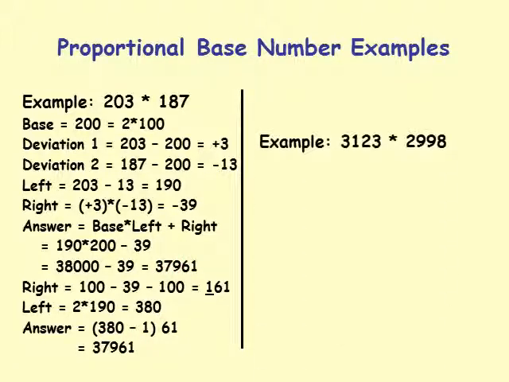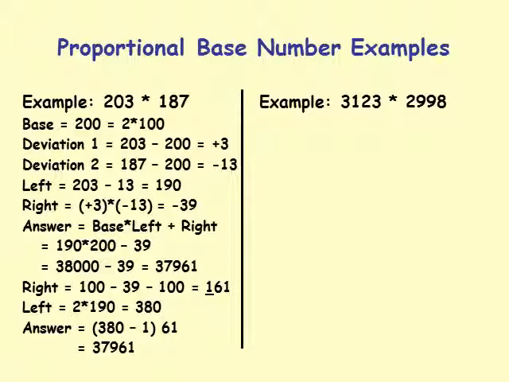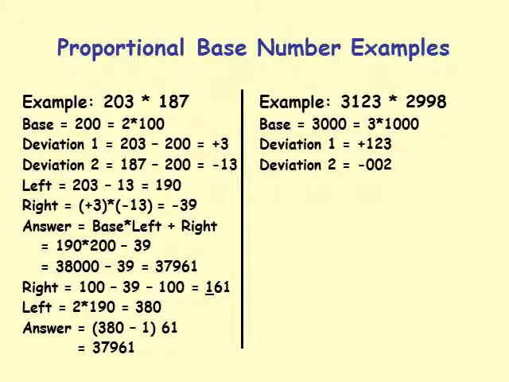Let's continue. Another example, this time we'll take 3123 times 2998. Choose a base. The base is 3000, which is 3 times 1000. So the working base in this case is 3000, which I got from 3 times 1000. Now the deviations. Deviation 1, 3123 minus 3000 is plus 123. Deviation 2, 2998 minus 3000 is minus 002. I'm trying to keep 3 digits on the right, so instead of saying minus 2, I say minus 002. That's a reminder that I need 3 digits on the right.